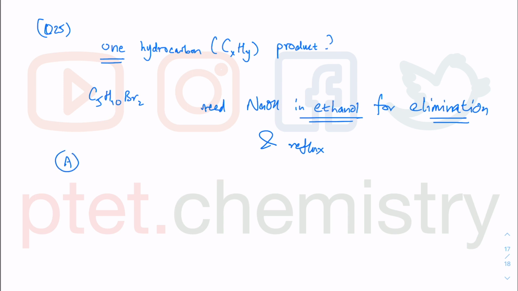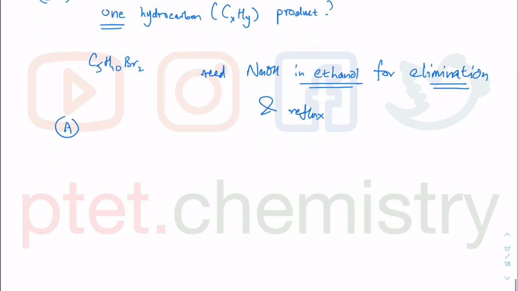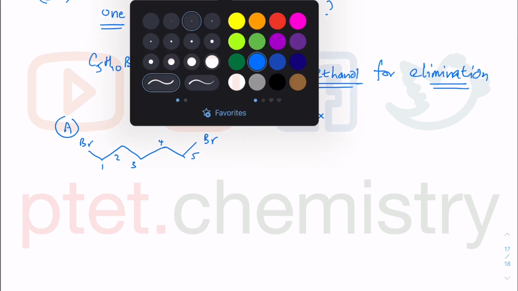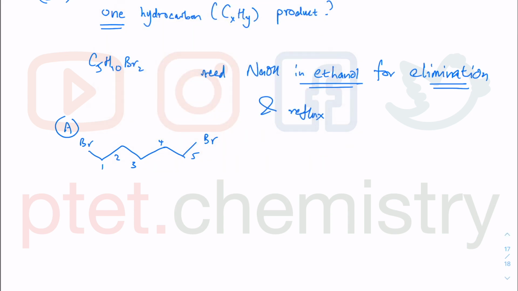If we go through option A, it says 1,5-dibromopentane. So pentane, 1, 2, 3, 4, 5. 1,5-dibromo, so 1 bromine at position 1, 1 bromine at position 5. When you want to do elimination, you want to get back the double bond. So we look at the carbon with the halogen, then we go to the next carbon. The next carbon there is this one. It's got hydrogen, so what you would do is you get a double bond there.